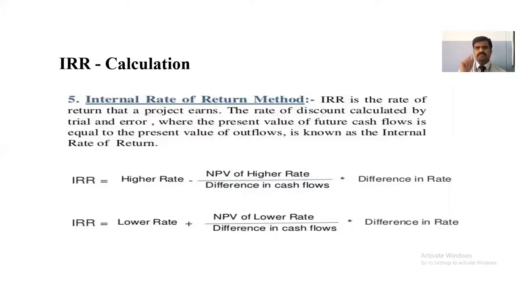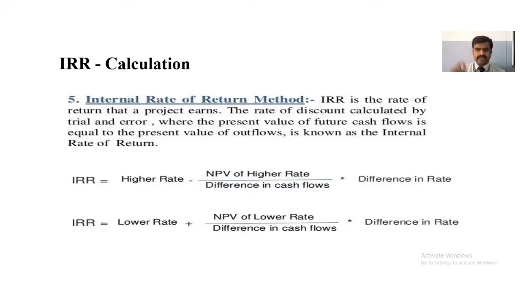Got it? If your NPV is 0, that is your IRR. Say for example, you are calculating NPV using 10%, and you got NPV as 0. Then 10% is your IRR, that is internal rate of return. You don't understand?